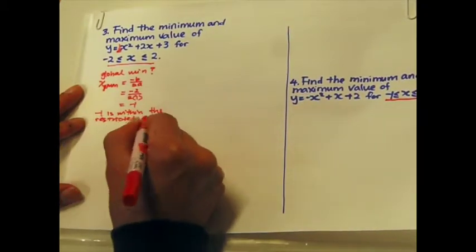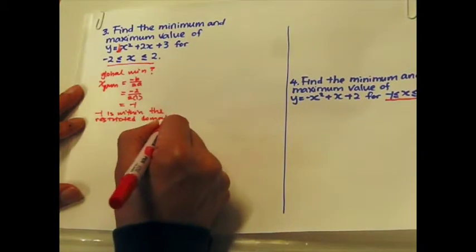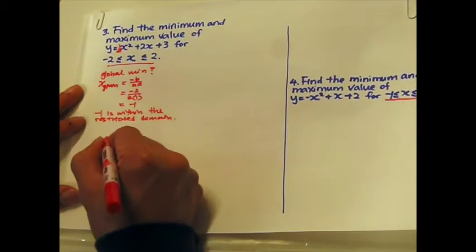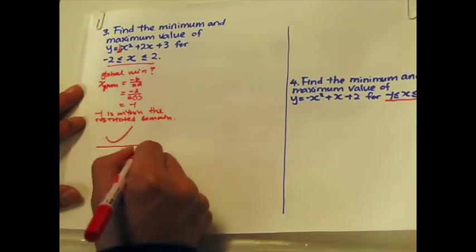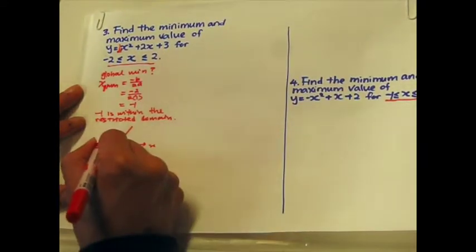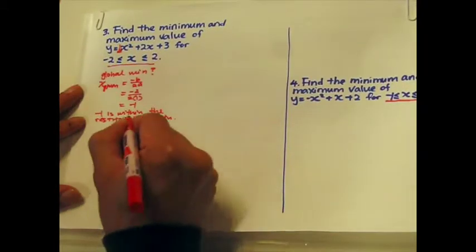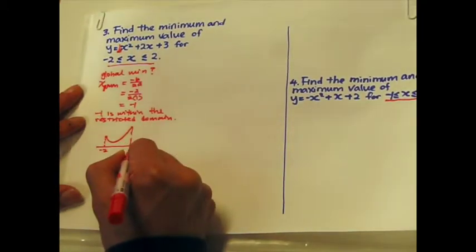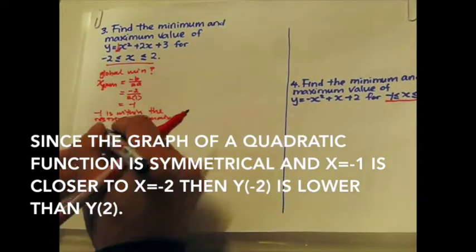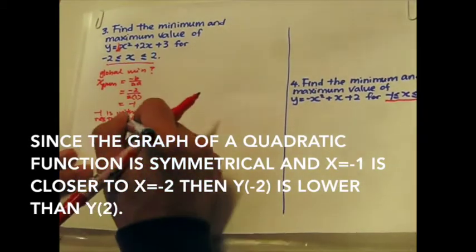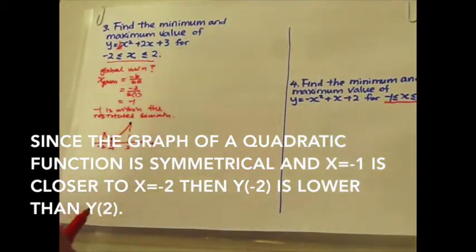That means if I have to sketch, my graph will look something like this. And here's my x, here's my negative 2, here's probably my 2, and here is my negative 1. So global minimum is somewhere here, and maximum is somewhere there.